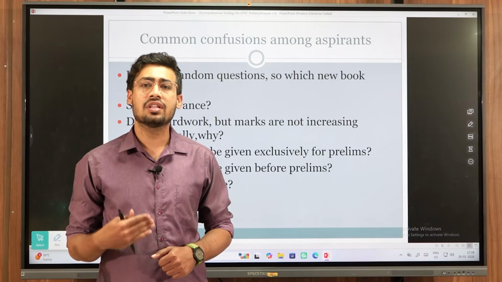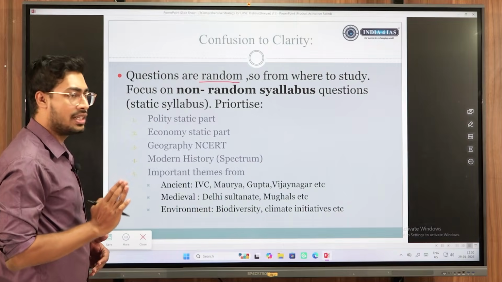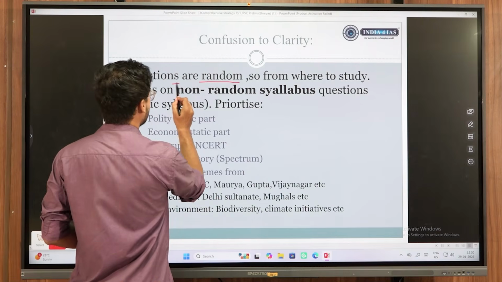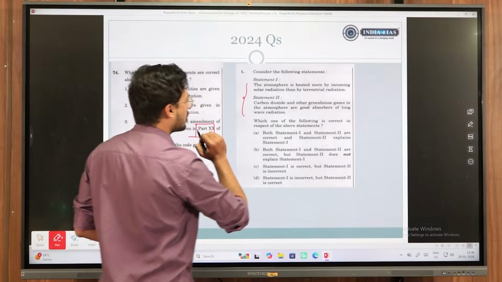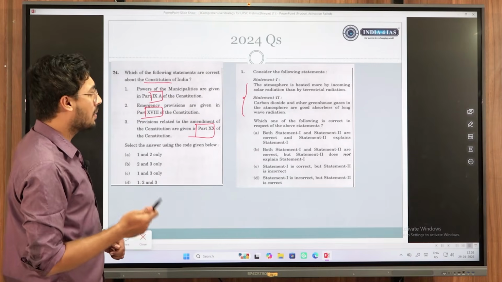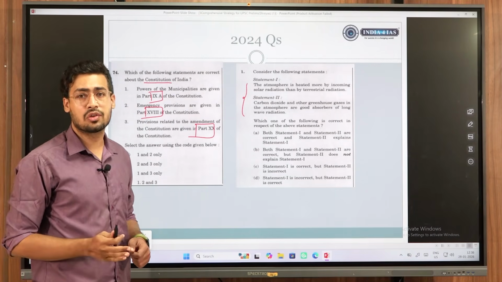Firstly, I'll be talking about the confusions that aspirants have while preparing for prelims. The thing that we need to do is to focus on the non-random syllabus or the static part. This concept, as to whether the atmosphere is heated more by incoming radiation or terrestrial radiation, these kinds of concepts are mentioned in the geography NCERT.